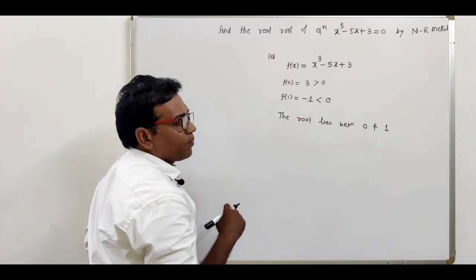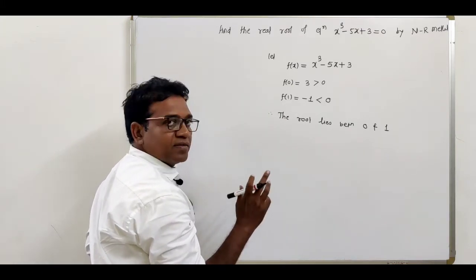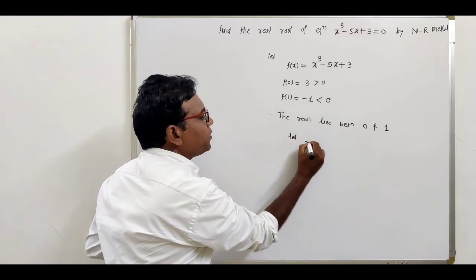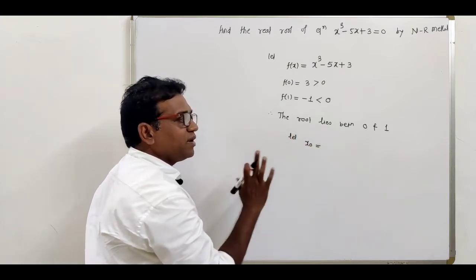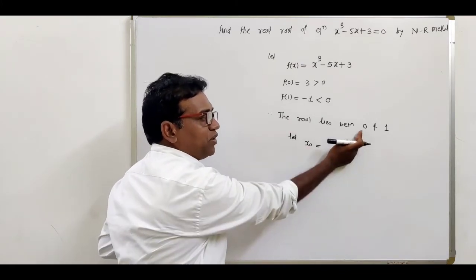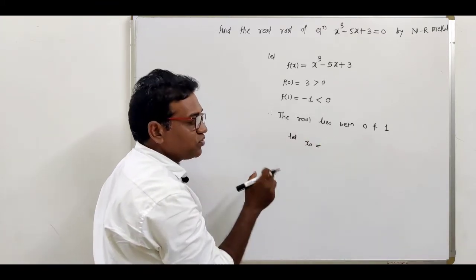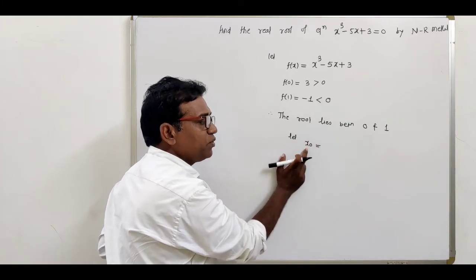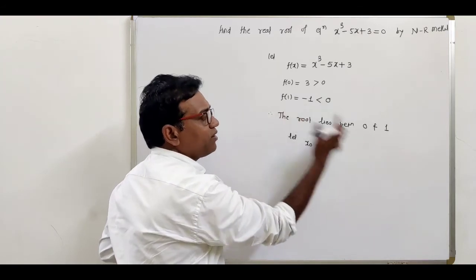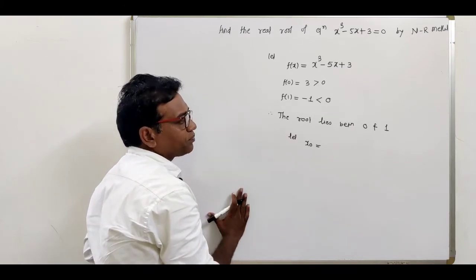So what is the next step? In the Newton-Raphson method, we always take some initial approximate root. Let us take some initial approximate root, suppose x0. x0 means the initial approximate root. Now either we can choose x0 equal to 0, or 1, or we can take the average of these numbers. See how to choose this x0, the initial approximate root.